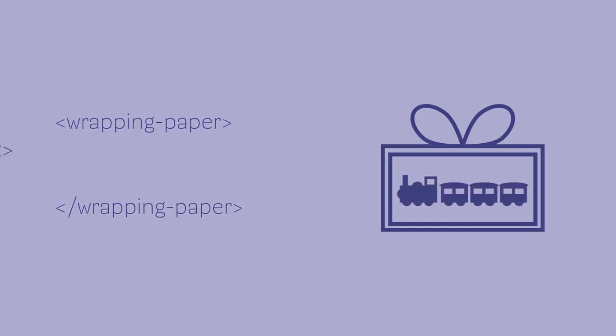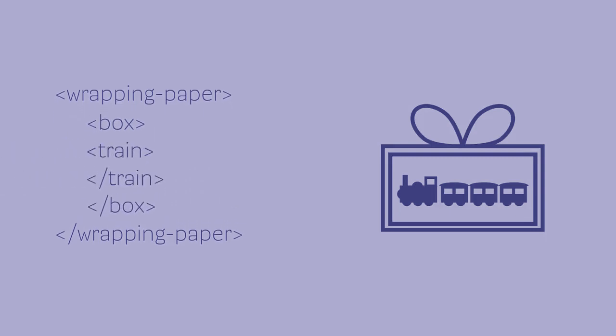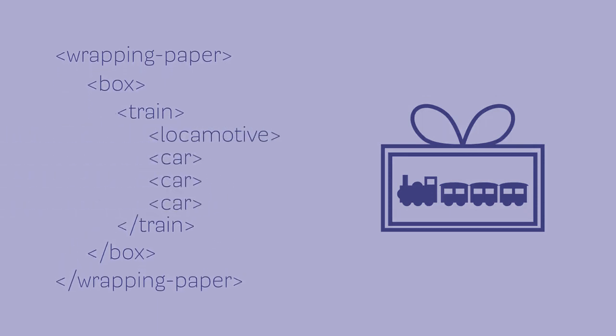Now, obviously, we're not going to be giving someone just a big piece of wrapping paper inside wrapping paper. We have something like a box, and then we'll put something inside this box. Let's say it's a nice new train set. Again, we have an opening of a box and an end of our box. Then we have our train and the end of our train. And this train is made up of a few parts. We don't just have a train, the train has different pieces to it. So we have the locomotive that pulls it along, and we have a few different cars in there as well.